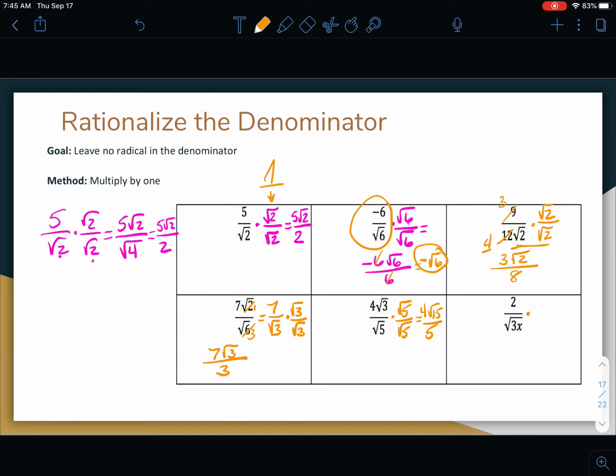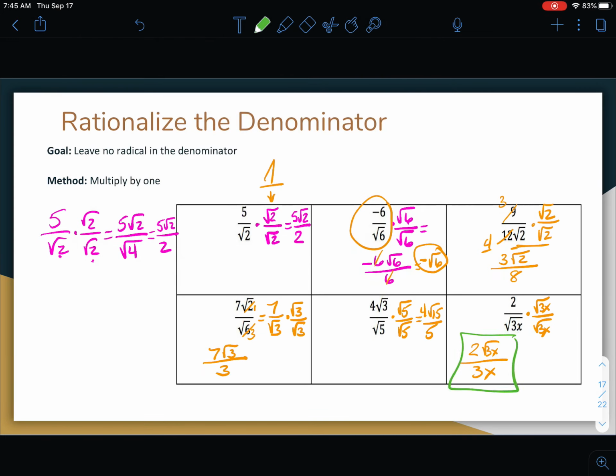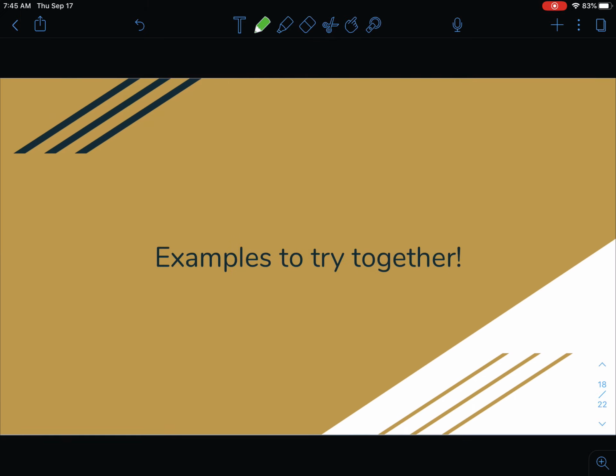Last one here, we have 2 divided by the square root of 3x. Same idea. We multiply by a fancy number 1. When I do this, on the numerator I get 2 radical 3x, and the denominator 3x. And you're finished. So these are your final simplified answers. Please, please don't say you're solving anything because you're not. You're simplifying. We're just making sure no radicals are left in our final answer in the denominator. Numerator is fine.